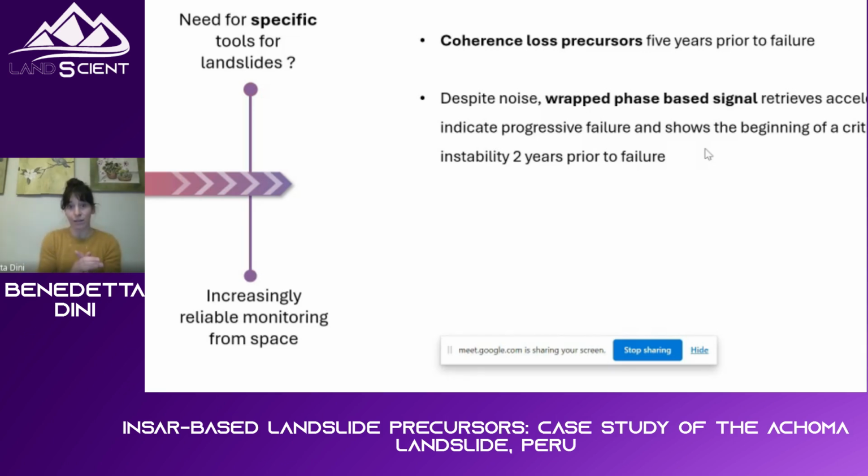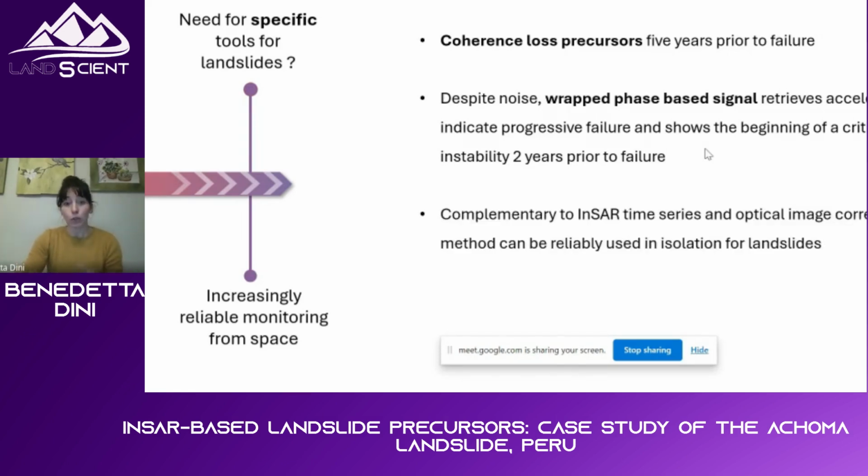And also we can show that despite the noise, which would have hindered the generation of a classic time series, the wrapped phase signal, which is really the raw interferometric signal, can still retrieve some sort of accelerations, indicating progressive failure, probably, and also showing the beginning of a critical phase of instability already 2 years before failure, with a good lead time to investigate this landslide better.